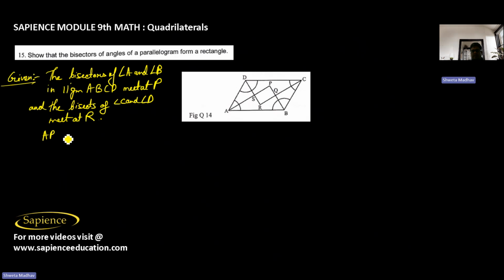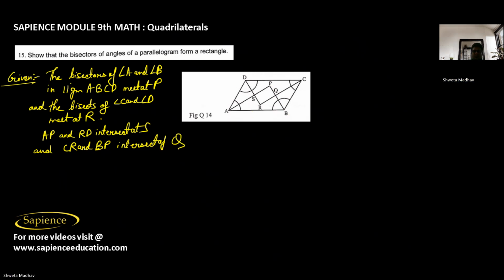Also, AP and RD intersect at S, and obviously CR and BP intersect at Q. So now we have to prove that PQRS is a rectangle.